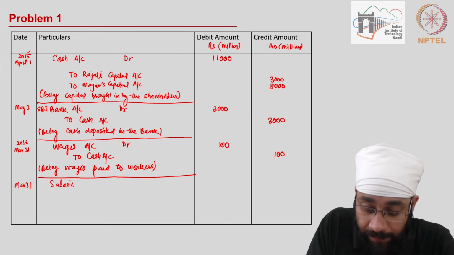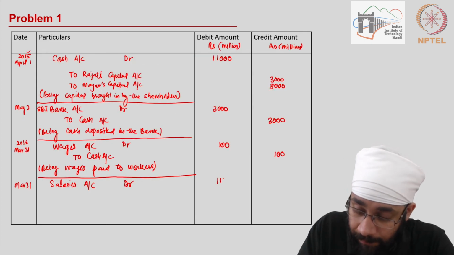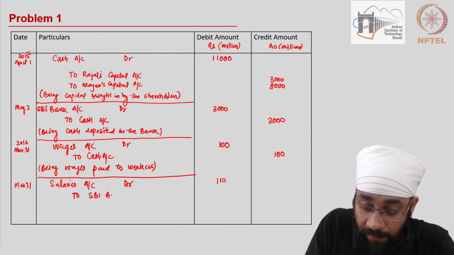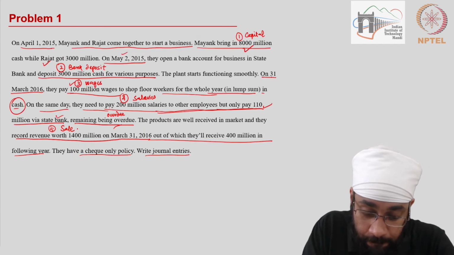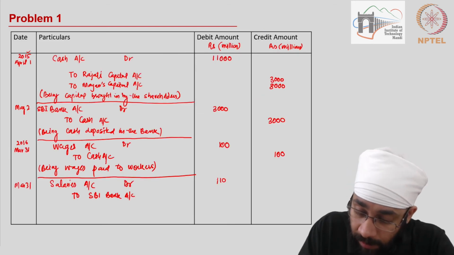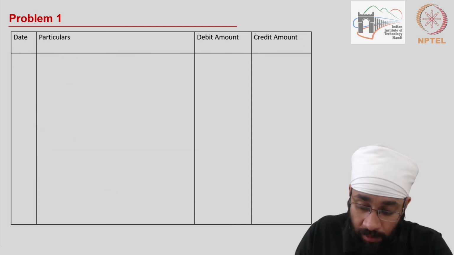Salaries account debit, it is 110, and you pay some through SBI bank account. So SBI bank account, how much did you pay? You paid 110. You need to pay 200 salaries actually, and you pay 110. Sorry about that. So you need to pay 200 and you pay 110 through the bank account. And what about the remaining?